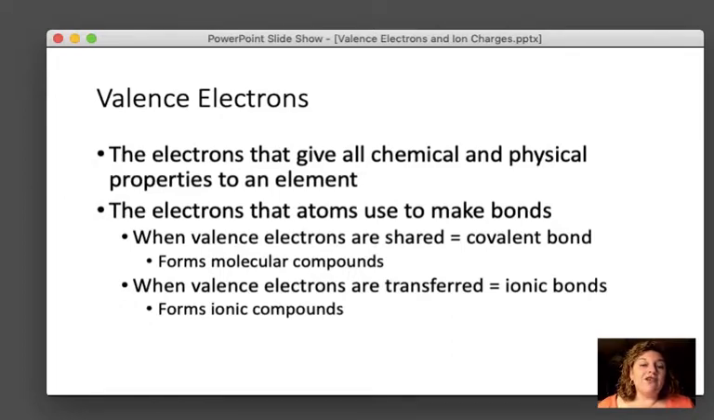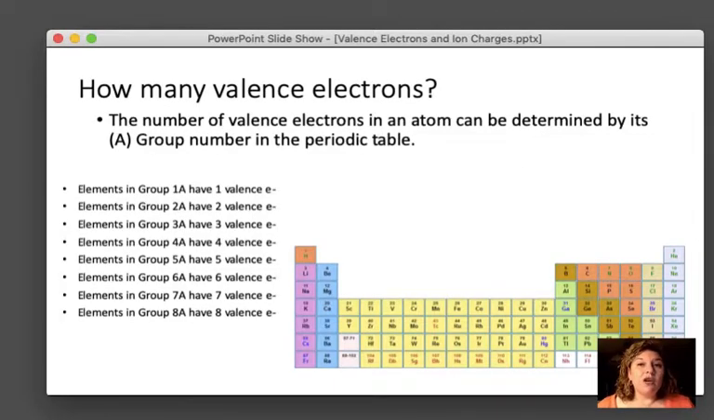And so if they're shared, then it makes a covalent bond. That's a molecular compound. You'll learn a lot more about those later. And then if they're transferred from one atom clear to another atom, that's an ionic bond. And those form ionic compounds, which have different properties than covalent compounds. So the question is, how many valence electrons are in each element? You can determine that just based on its group in the periodic table.